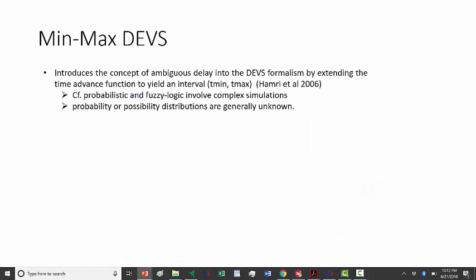Min-max DEVS is an example of non-closure under coupling, and it introduces the idea of ambiguous delay into the DEVS formalism, so you can say it's an extension or a variant of DEVS with an interval representation for the time advance function.